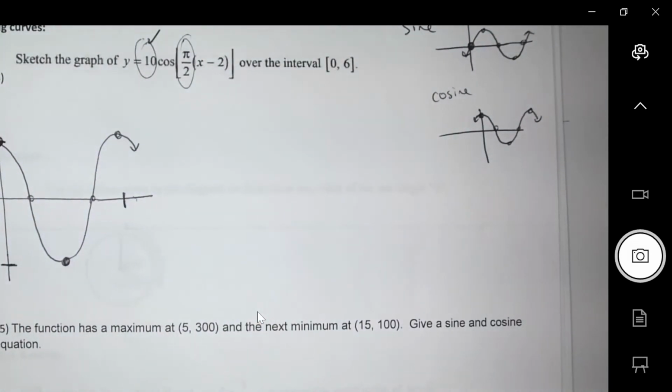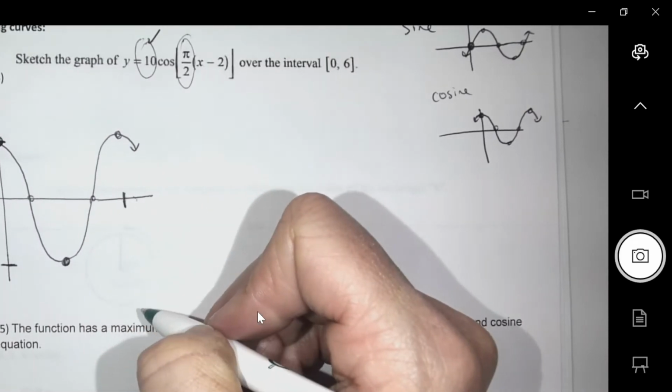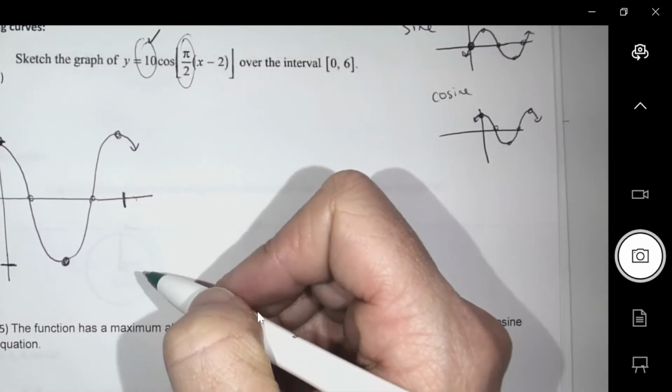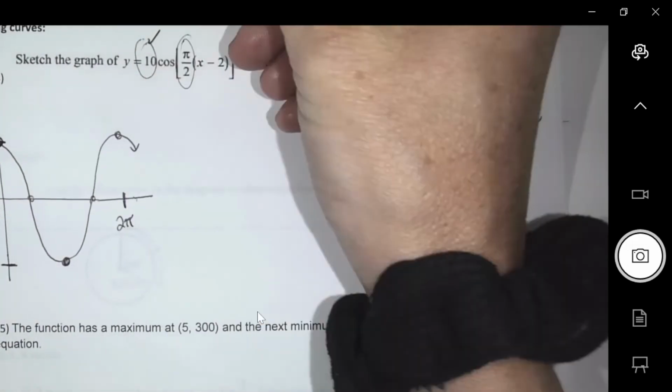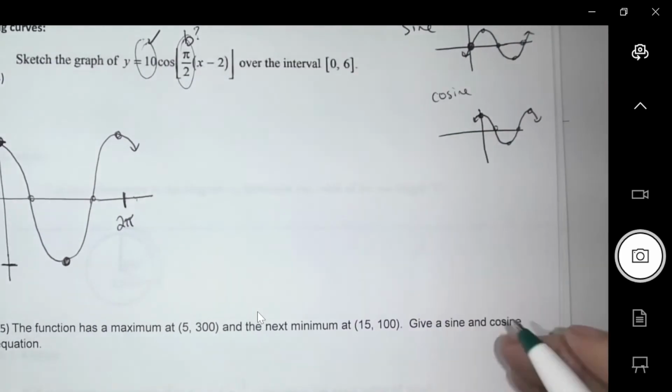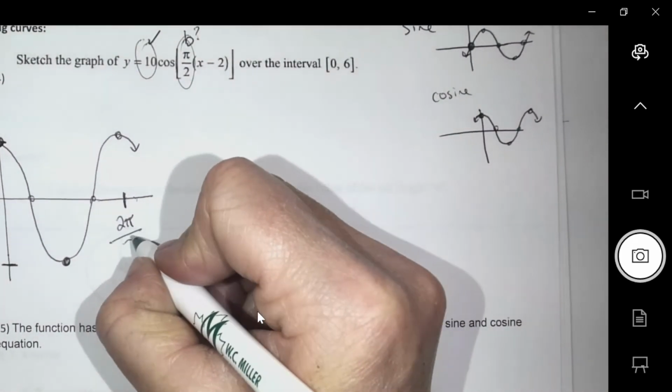What do I usually mark right here on a normal cycle? What does it take to end a cycle? 2 pi. Look at you guys go. What do we do mathematically with b's? We divide.